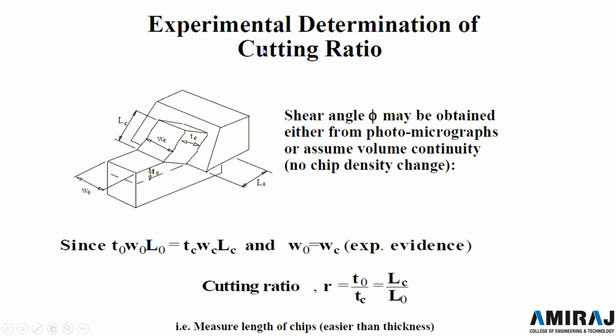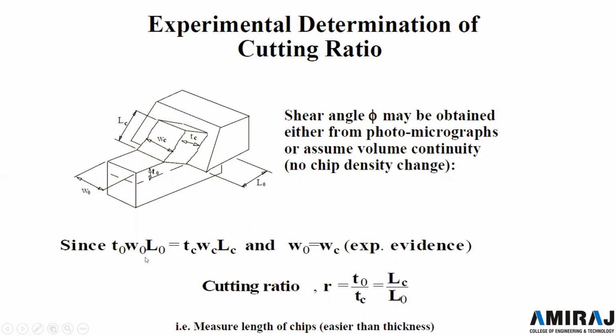There is another way to determine the cutting ratio or chip thickness ratio, and that is the experimental determination. Here we have to measure every aspect after cutting: the initial chip thickness, which means the depth of cut, the cut chip thickness tc, and the width and length of the cut chip. Shear angle phi may be obtained either from photomicrographs or by assuming volume continuity, with no chip density change.